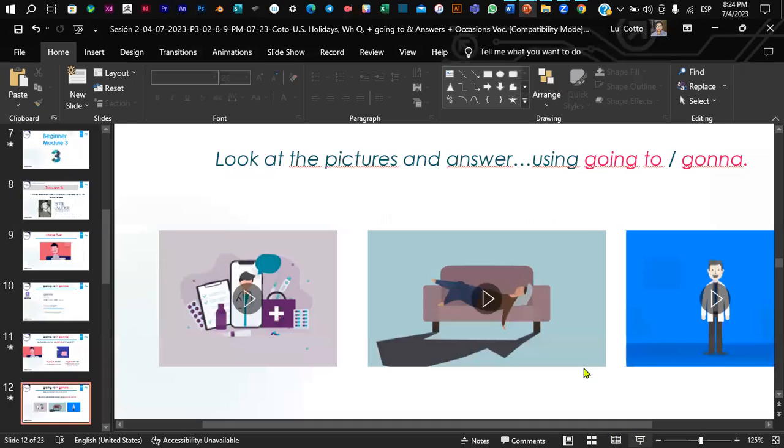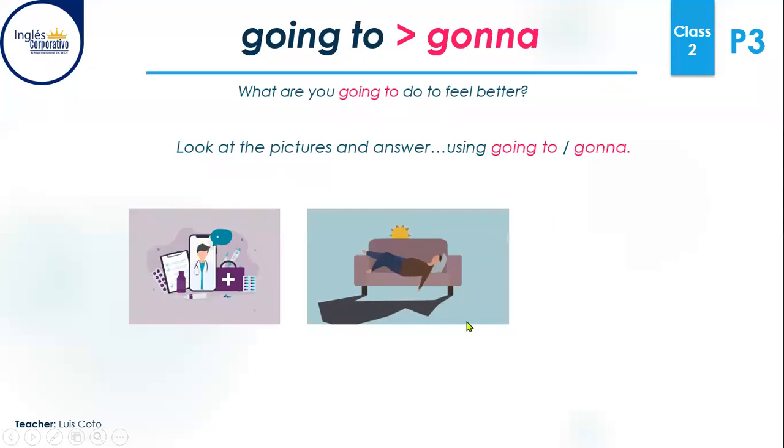Okay. Picture number two. Informal. Informal, not formal. Anyone? Alguno? I am gonna sleep. Okay. I am gonna sleep. Correct.